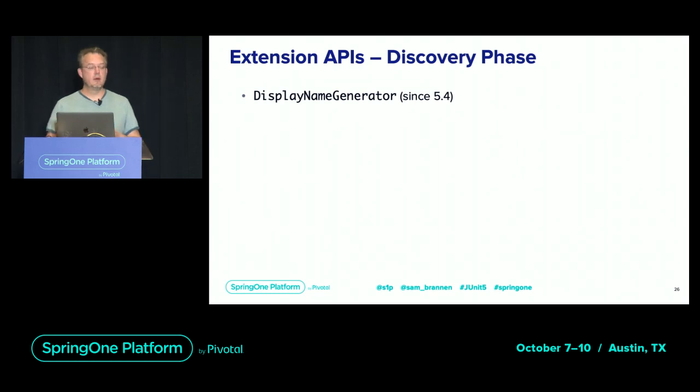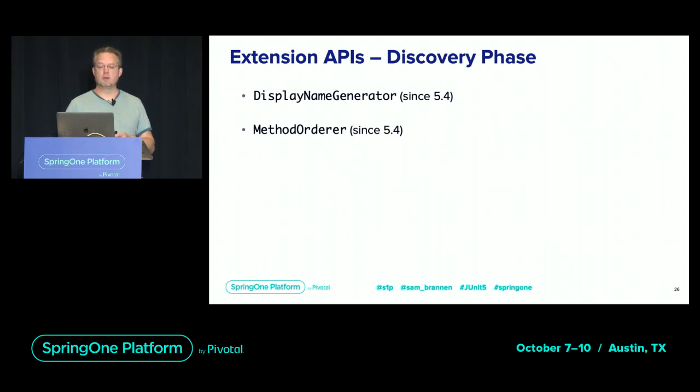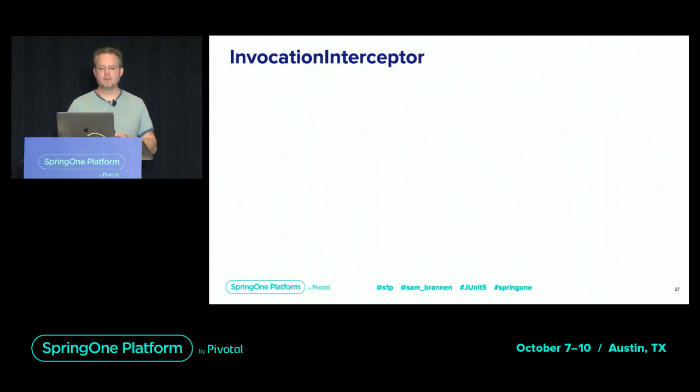So first up we have the DisplayNameGenerator since JUnit Jupiter 5.4, and we have a MethodOrderer, since 5.4 as well, that allows you to change the order in which the test methods are executed. By default, the test methods will be executed in a deterministic order. I won't tell you the algorithm, but it's in there. That's just to make sure you have repeatable builds, but you can change the order if you like, and we'll look at those in more detail.